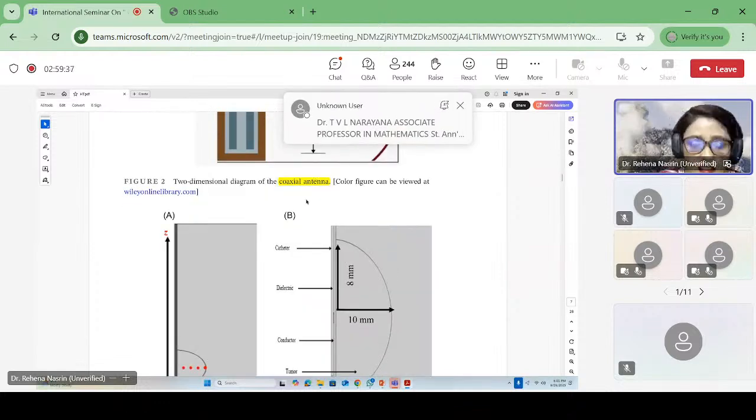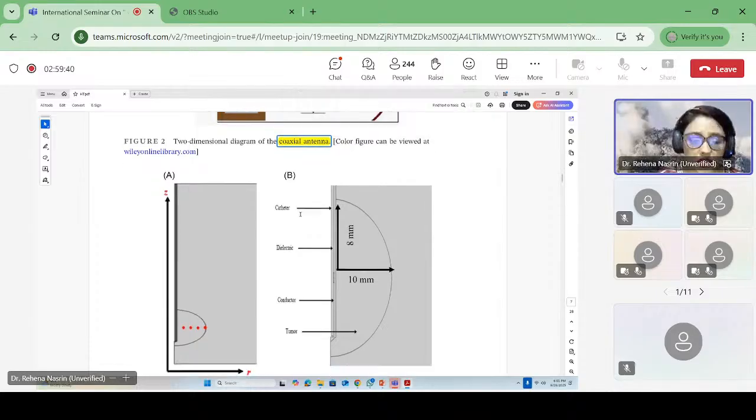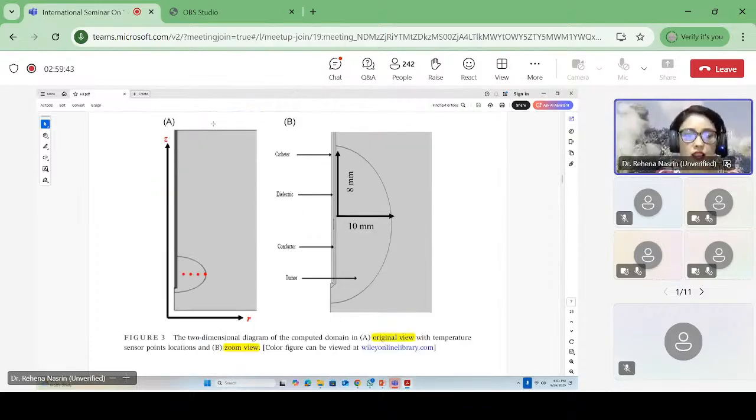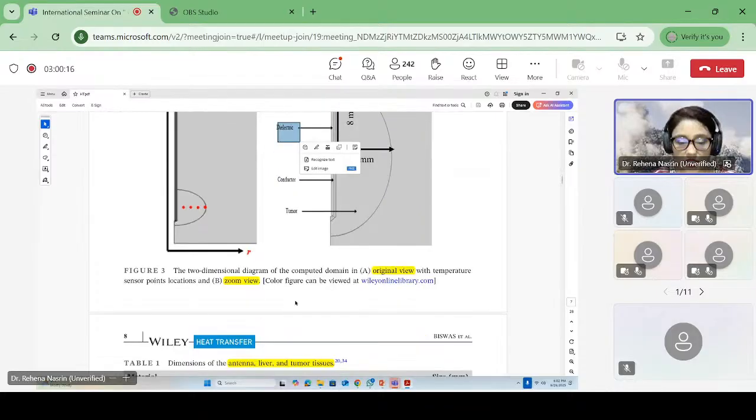Okay, coaxial antenna, and again we consider the right part of the two-dimensional rectangular domain, because to minimize the time and computer capacity, we just consider it as two-dimensional analysis. It is the RZ axis, and this is the two-dimensional computational domain, and you can see this is catheter, dielectric, and many more things, conductor, tumor, etc.